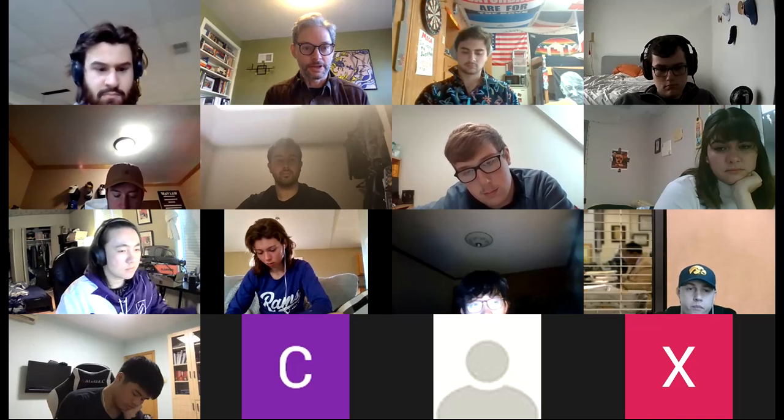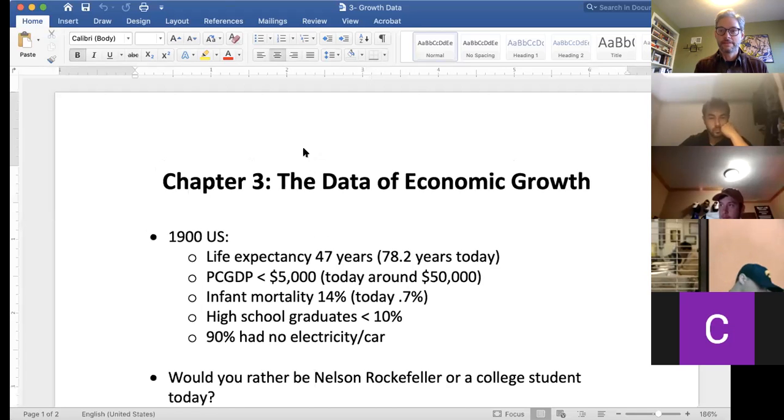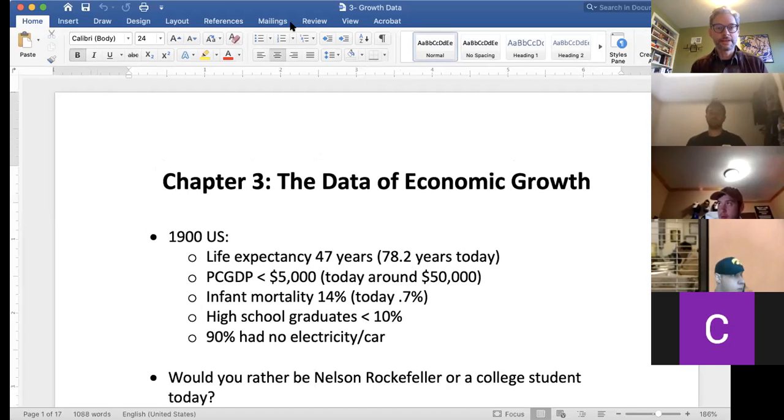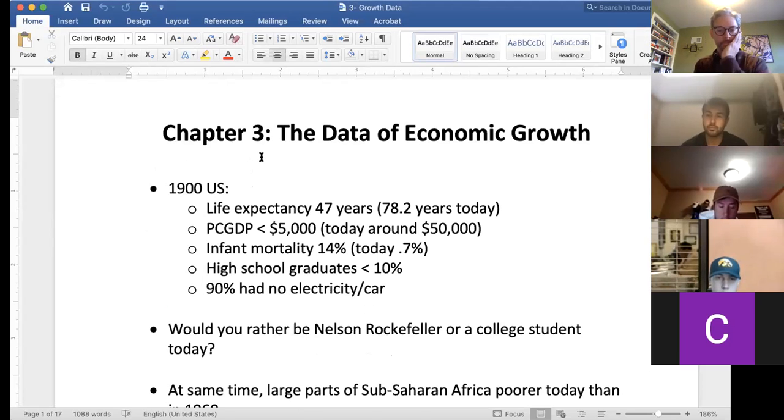Okay, maybe this is working now. All right, here we go. Maybe. The spinning wheel of death. This is just amazing, and nothing seems to be working very well here. So are you guys seeing anything in your screen sharing? Are you seeing this chapter 3? Okay, good, because it looks weird to me.